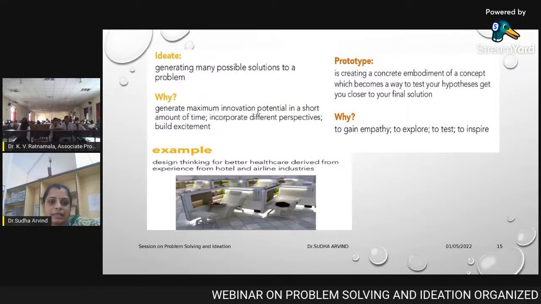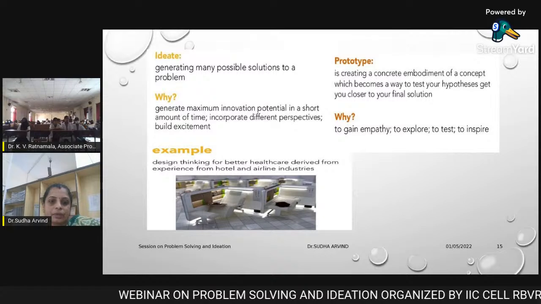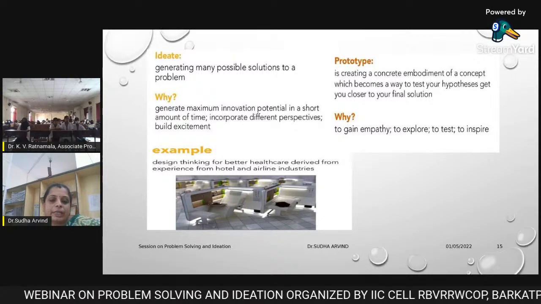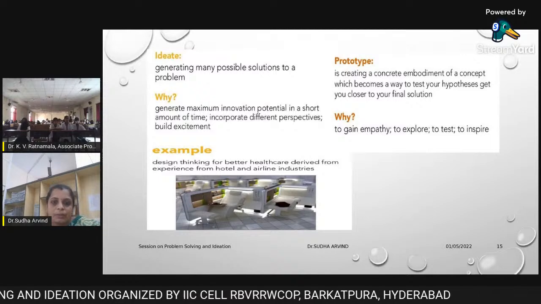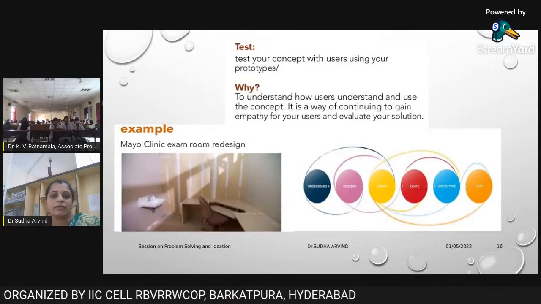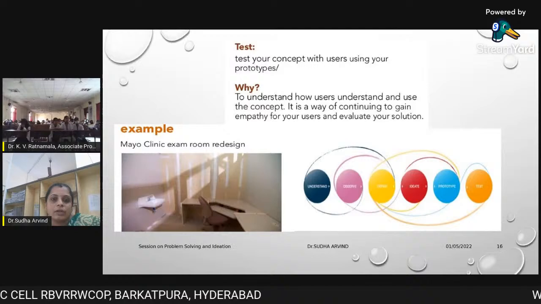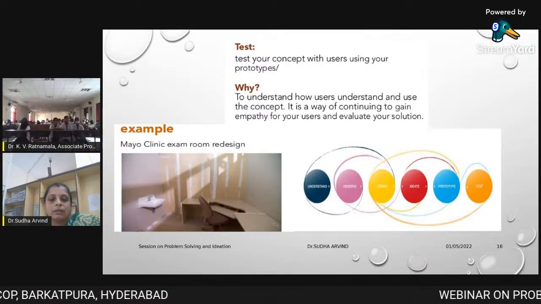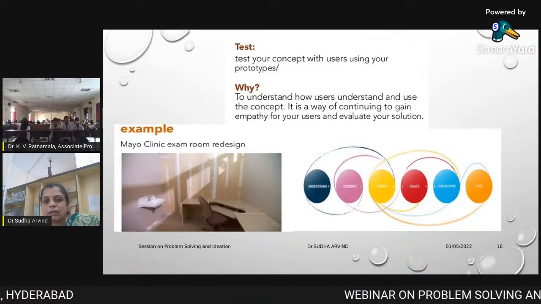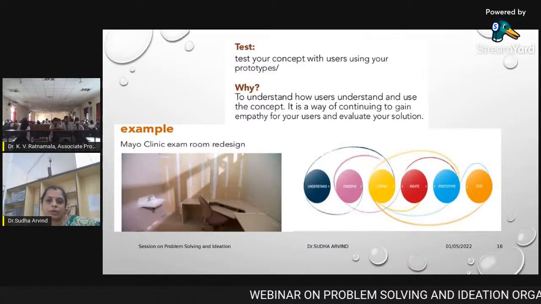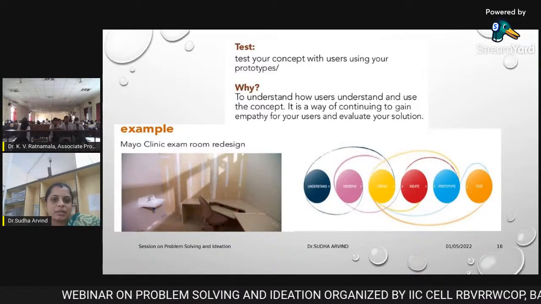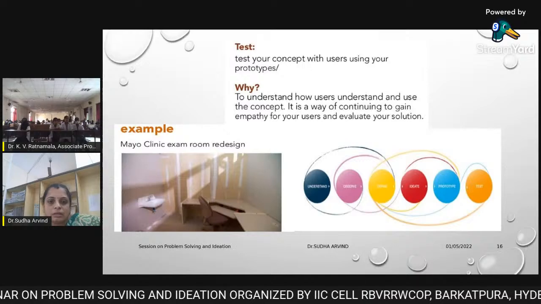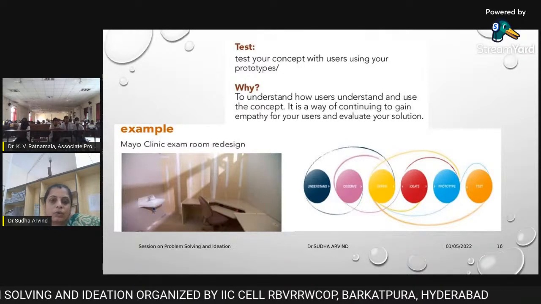So like this, one example is how a normal seating arrangement can be made into a luxurious one. It depends on the requirement and the situation. So here, in order to improve the product, what can be done? You have to test the concept with the user using prototypes.